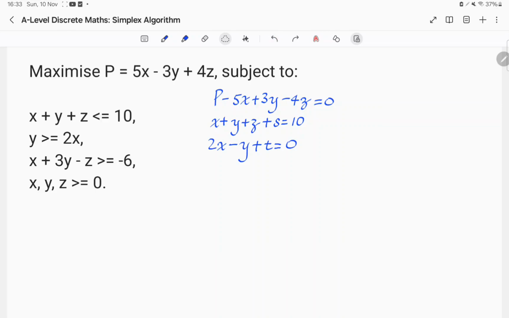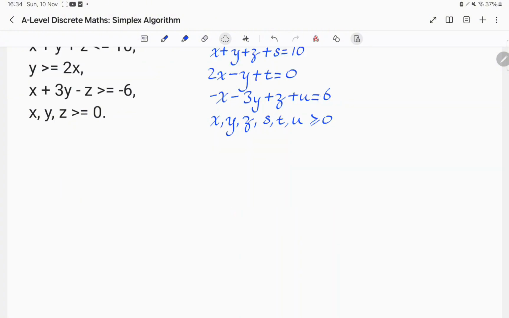Notice that we need to get all the variables onto the less than side of a less than or equal sign, and then we can add in a slack variable. Therefore, we have 2x minus y plus t is equal to 0. Similarly, for the third, we also have negative x minus 3y plus z plus u is equal to 6. And of course, all 6 variables, the original variables and the slack variables, are all greater than or equal to 0. We can now put all of these inequalities onto one large table.